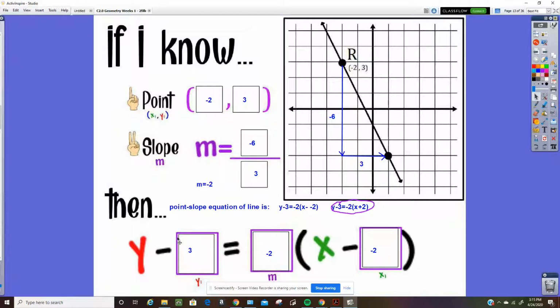Here in the big boxes, same thing. Plugging in the y value, y minus 3. The slope is -2, plug it in here. And then the x value is -2, so plug it in there. So the point slope form of this line: y minus 3 equals -2 times x plus 2.